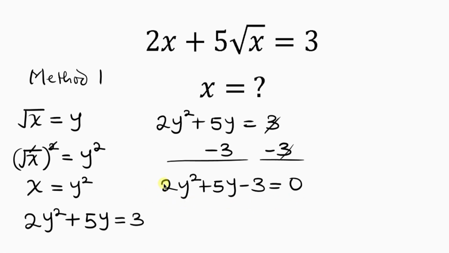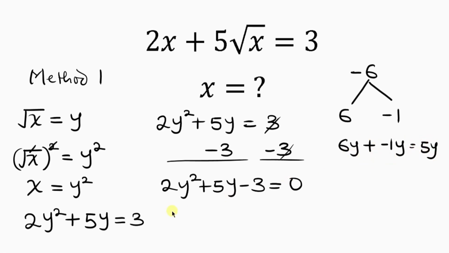What I'm going to do is use this 2 to multiply negative 3. So 2 times negative 3 gives negative 6. Now, what are the factors of negative 6? Negative 6 is 6 times negative 1. Why did I choose 6 times negative 1? It is because their addition gives the middle term, which is 6y plus negative 1y gives 5y. So this is what I'm going to be using to solve this quadratic equation.